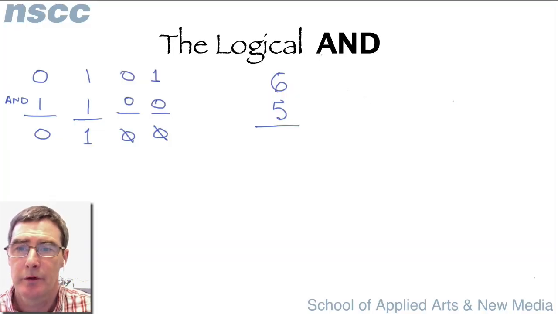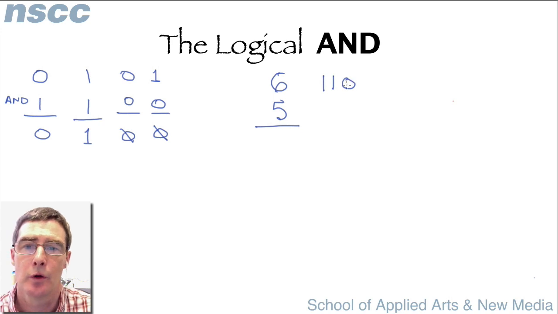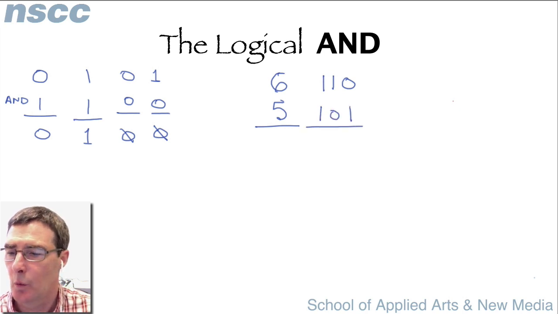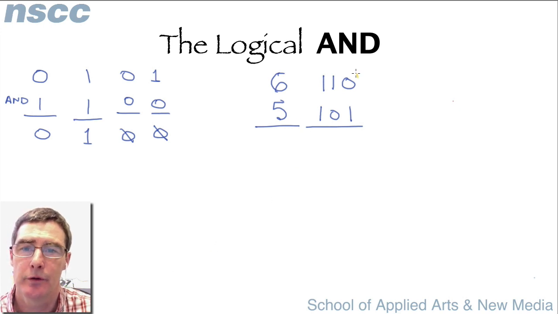So we have the number 6, and in binary that is a 1, a 1, a 0. So no ones, a 2 and a 4 make up 6. The binary equivalent for 5 is 101. And when we logically AND these, what we do is we AND corresponding bits.